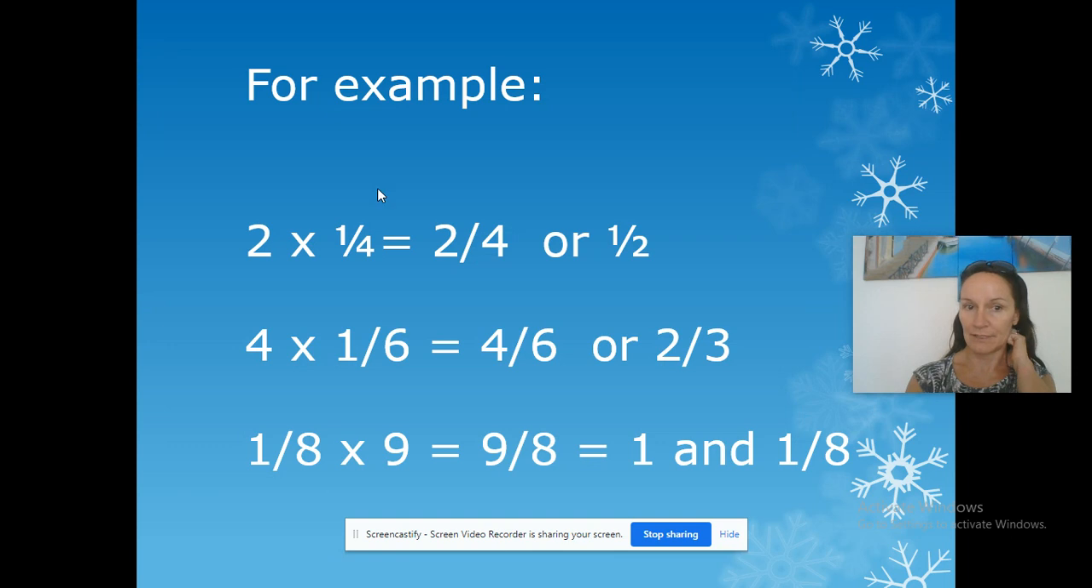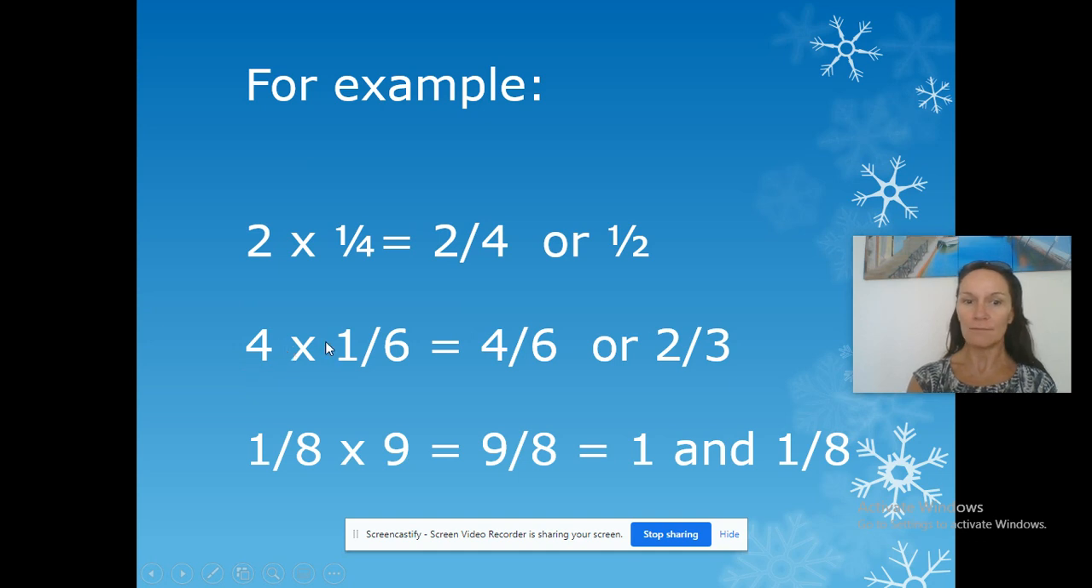So here are some examples. If you've got 2 and you want to multiply it by a quarter, so 2 times a quarter. Well, what that's saying is, what is 2 quarters? It's 2 quarters. Or in its simplest form, it's a half.